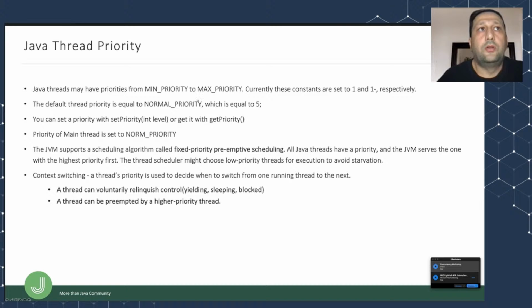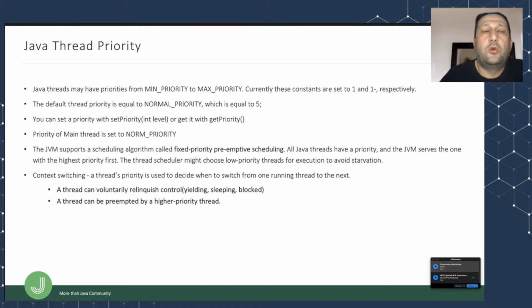Java thread priority. Java threads may have priorities from minimal to maximal priority. Currently, these constants are set to 1 and 10 respectively. The default priority is equal to normal priority, which is equal to 5. You can set priority with the setPriority method or get it with the getPriority method. The priority of the main thread is set to normal priority.